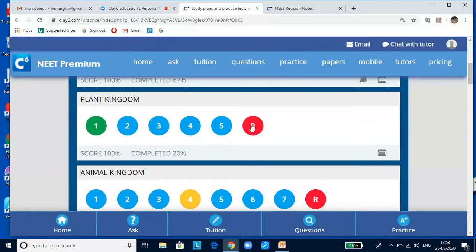And here you find the red bubble, which is a randomized test. So if you want to have a quick revision, you can just go to this, wherein the questions from all the tests are randomly asked so that you can ensure that you got your concepts right.